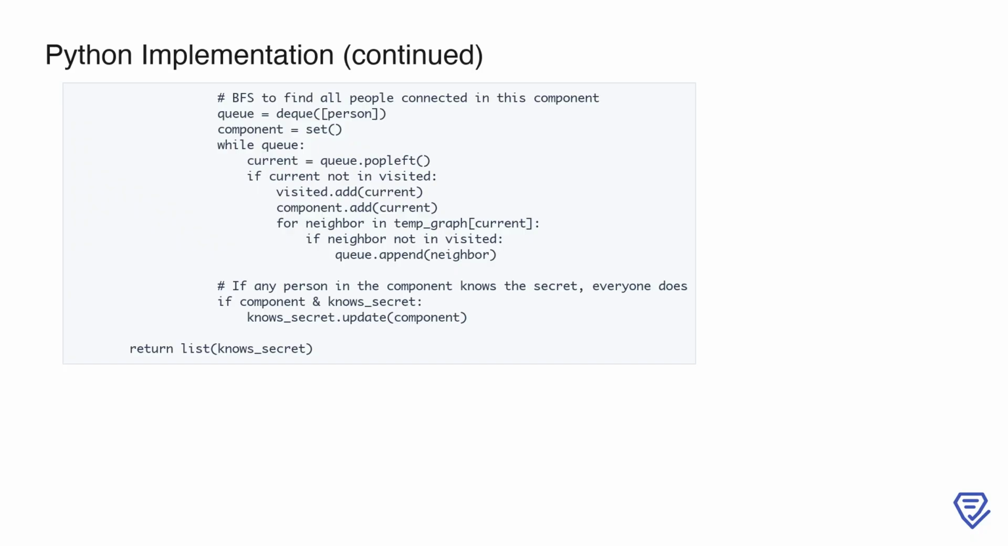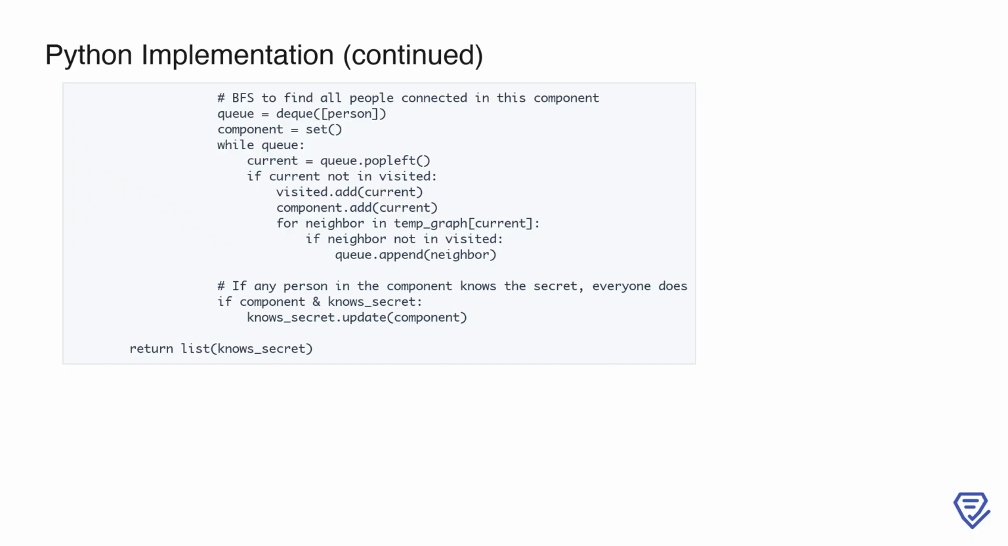Once we have a complete component, we check if there's any overlap between this group and the knows_secret set. If even one person in the component knows the secret, the entire component now learns the secret. We achieve this by updating the knows_secret set with all individuals from the component. After processing all meetings, the knows_secret set contains everyone who knows the secret, and we return it as a list. This ensures the solution is both efficient and correct, as we carefully handle each group of meetings and maintain the chronological order of events.